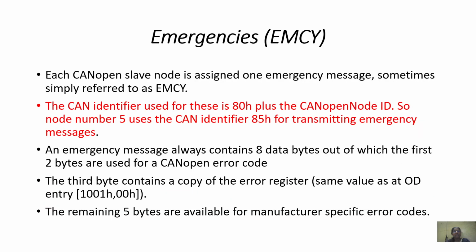Each CANopen slave node is assigned one emergency message, sometimes referred to as EMCY. The CAN identifier used for this is 80H plus the CANopen node ID. So node number 5 uses the CAN identifier 85H for transmitting emergency messages.